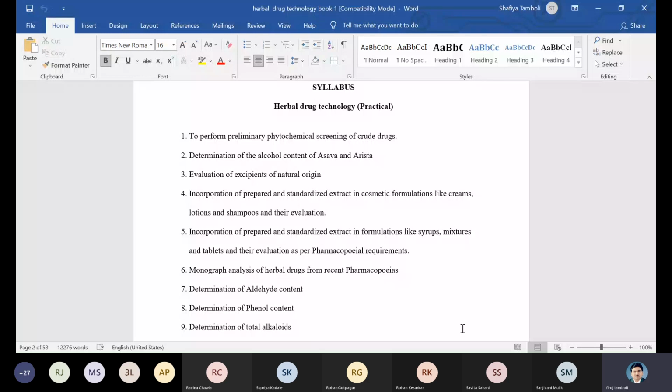Then what happens? The drug inspector or the responsible person collects that sample and analyzes it in the lab. For analysis in the lab, you should know what the process is. For that purpose, at the lab level or your degree level, you should have an initial idea of how it is calculated and determined. So this is the purpose of the experiment: determination of alcohol content of Asava and Arista. Now, is it clear? Yes or no?